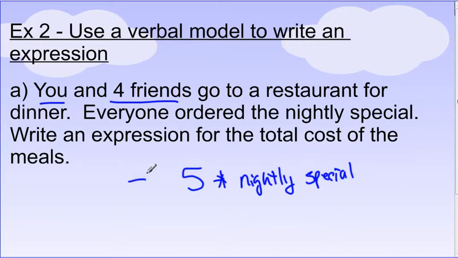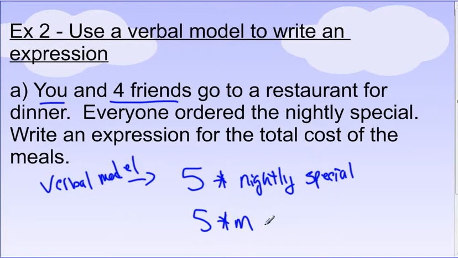This is our verbal model. It starts from here. We have our big long word problem. We break it down into just the most important information, but it's still easy to understand. 5 times this nightly special because we have 5 of them. The last step is our actual expression, where instead of using words, we just use a variable. So 5 times m, maybe, for meal. Or you could also say 5m. These are the same. 5 times m or 5m.